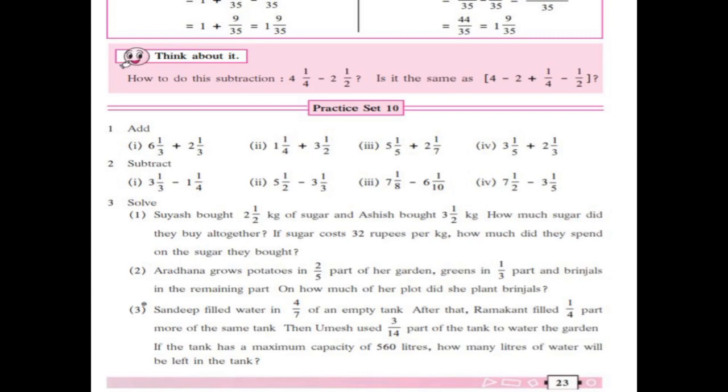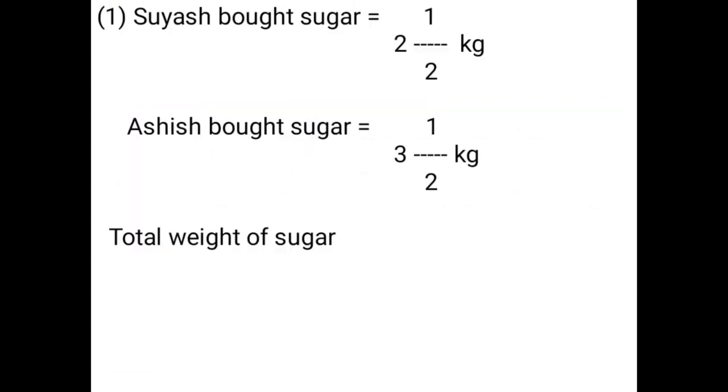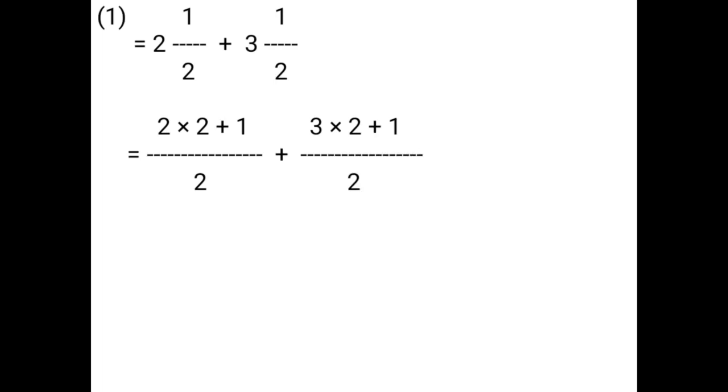So the fraction is coming addition. Total weight of sugar is equal to 2.5 plus 3.5. You have to solve this addition fraction now. You have to convert mixed fraction into improper fraction. That is equal to 2 into 2 plus 1 upon 2 plus 3 into 2 plus 1 upon 2. 2 2s are 4 plus 1 upon 2 plus 3 2s are 6 plus 1 upon 2.